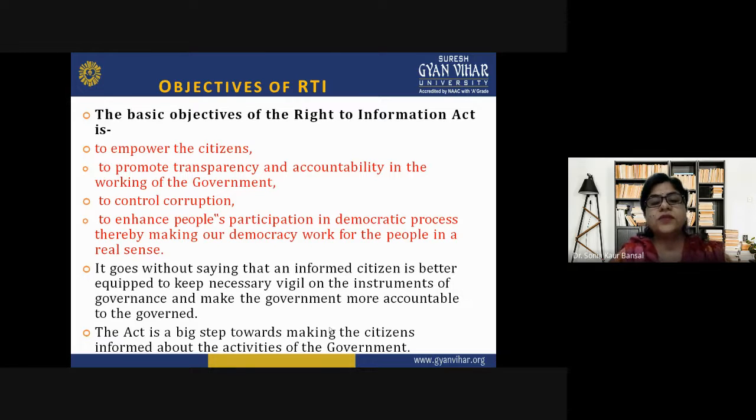It goes without saying that an informed citizen is better equipped to keep necessary vigil on the instruments of government and make the government more accountable to the governed. The Act is a big step, students, towards making the citizens informed about the activities of the government. So it is really good for the people where the democratic values are really in practice.